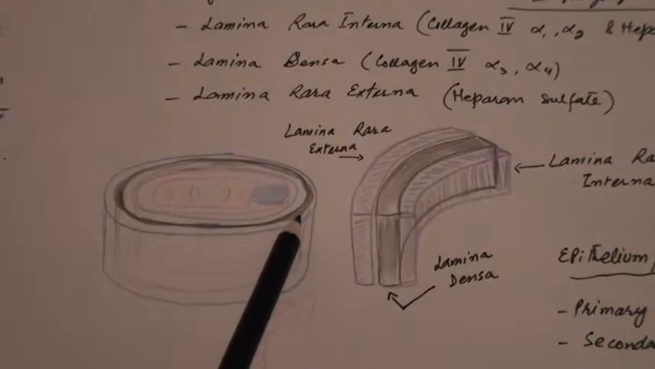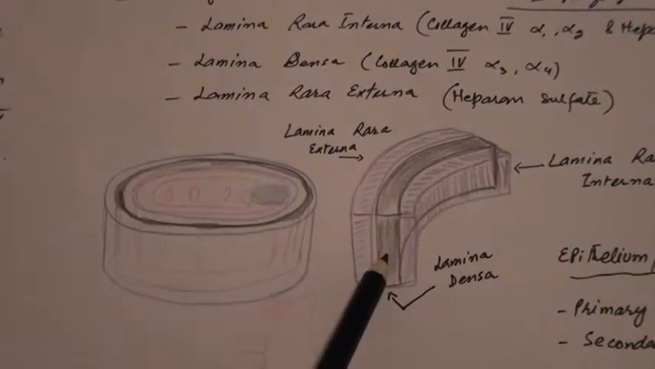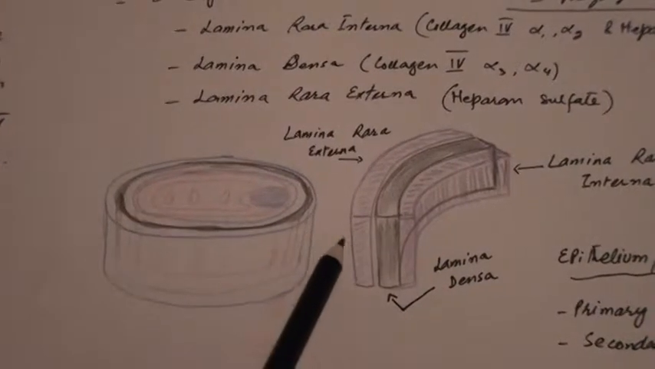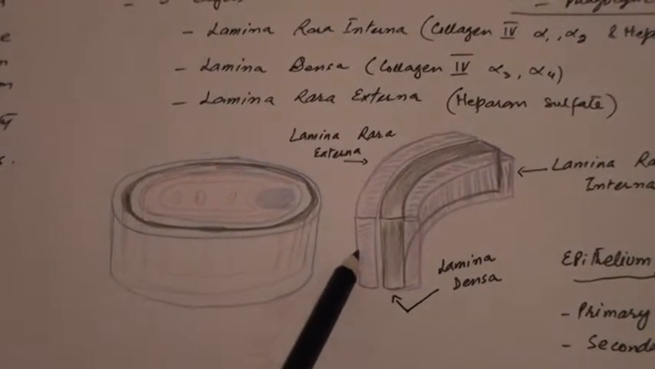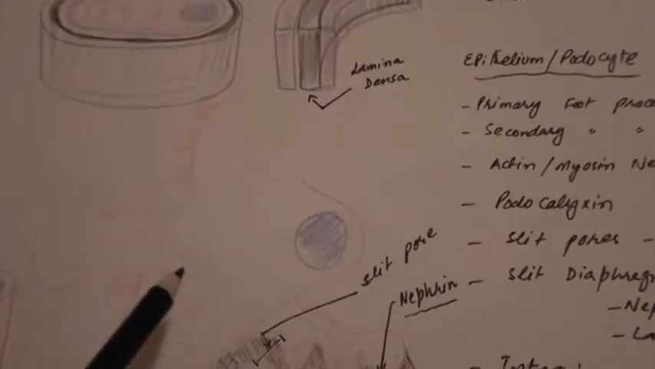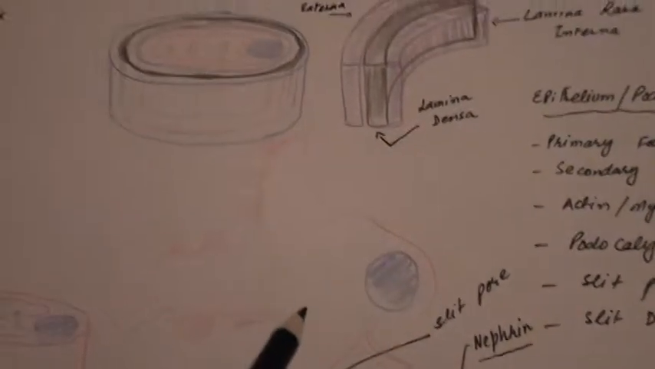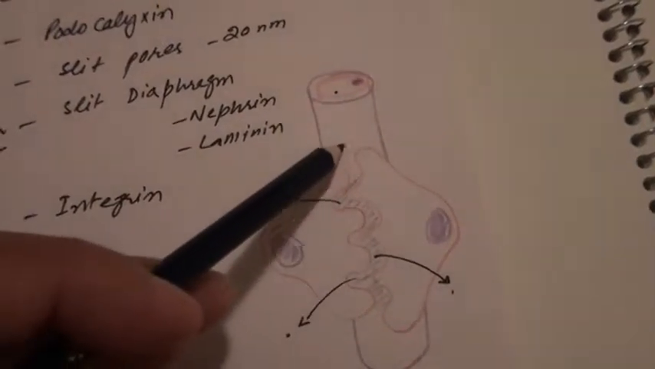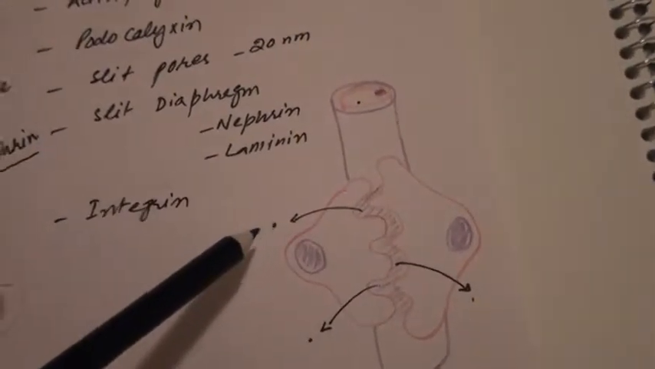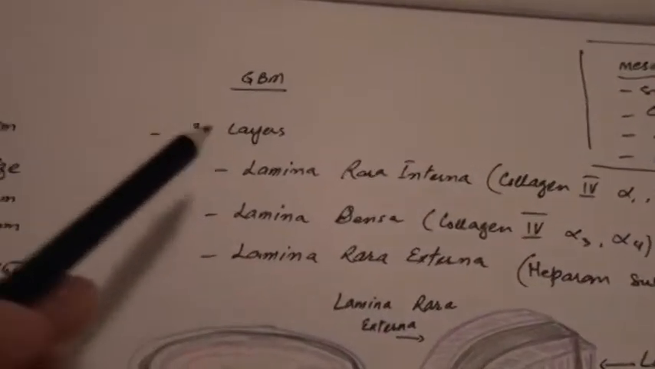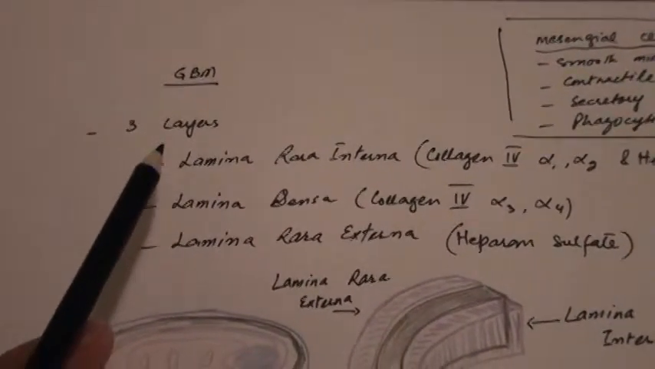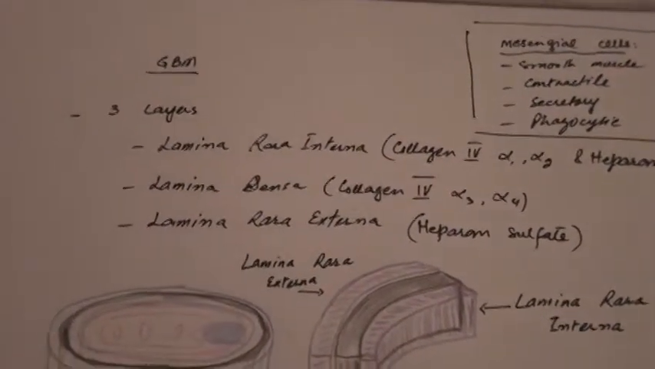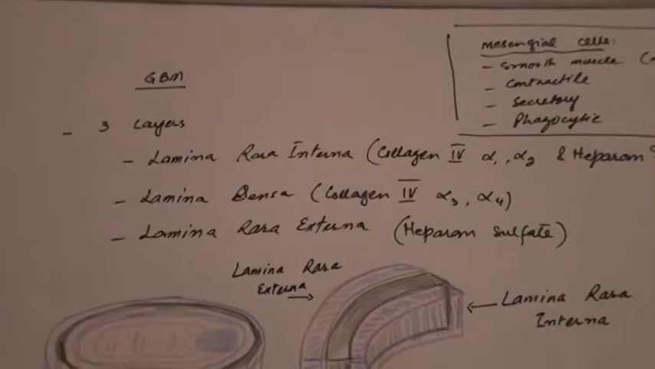Then we have a dense portion called lamina densa. And then we have a light portion again on the outer side called lamina rara externa. The outer lamina in turn faces the podocytes or the epithelial cells. So here these are the epithelial cells, and the basement membrane here will be the lamina rara externa. So the glomerular basement membrane is formed of 3 layers: lamina rara interna, lamina densa, and then lamina rara externa.